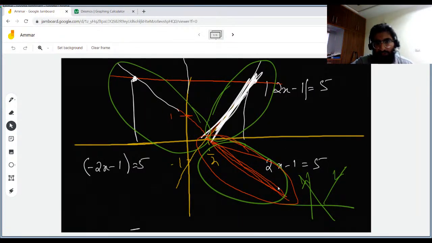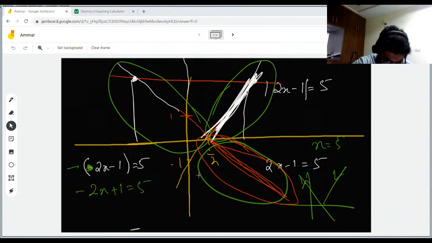Okay. So this is how I find solutions for these. So 2x minus 1 is equal to 5. 2x is equal to 6, x is equal to 3, right? For the right hand side one. For the other, it would be minus outside, and 2x is equal to 4, and x is equal to minus 2.